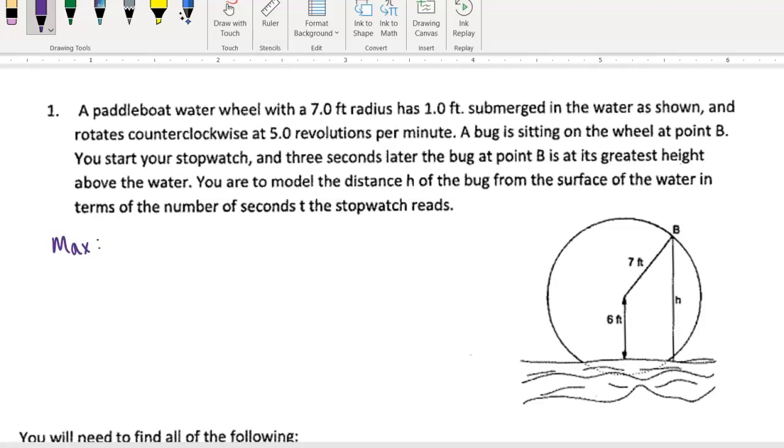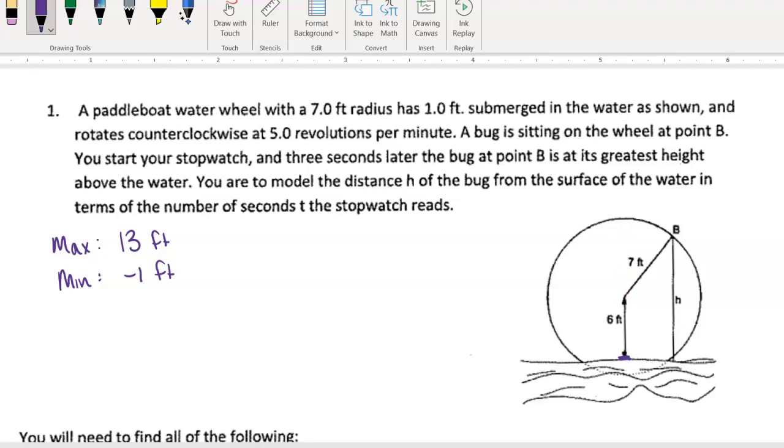Well, it says here, or you can even look at the diagram. So when we talk about maximum height, we're talking about maximum height above the surface of the water. The radius is 7 feet, and there's 1 foot of it below the surface of the water. So that means from this point to this point is 7 feet, and then from the center down to the surface of water is 6 feet. So if we add those together, we get a maximum height above the surface of the water that the wheel is going to reach is 13 feet. The minimum is going to be 1 foot below the surface of the water, so we'll just represent that as -1.